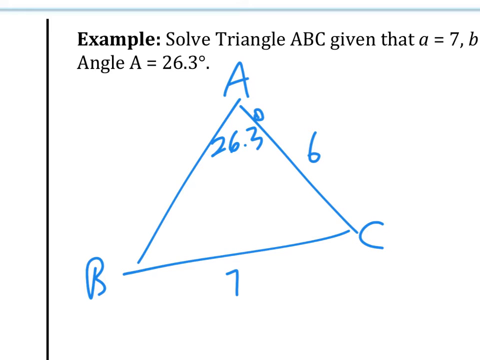The parts that are given are the only parts that cannot change. So 6 is given, 7 is given, and then 26.3. I can't change any of those. Besides those, I can change it. The triangle might not exactly be the way I drew it. This angle is fixed, and this side has to be fixed because of the angle. 7 is the problem. This side does not have to be the way I drew it. It could swing all the way to here.